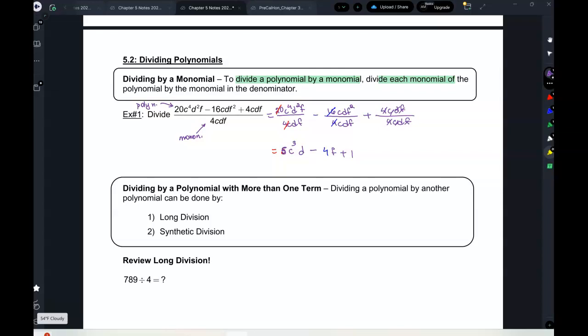Okay, so what if on the bottom you didn't just have a monomial? What if you had a polynomial? What then? Well, then you have 2 ways of doing it. Either long division or synthetic division.